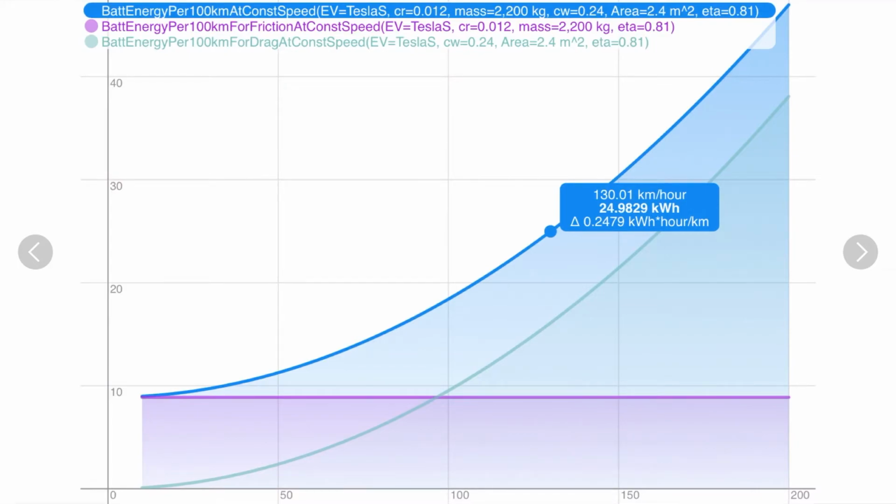The next example is also for the Tesla Model S, but here we are looking at a speed of 130 kilometers per hour. And what is the consumption for that case? Here we have approximately 25 kilowatt hour per 100 kilometer. And these are also values which I see from users here. So about 24, 25 kilowatt hour consumption per 100 kilometer.